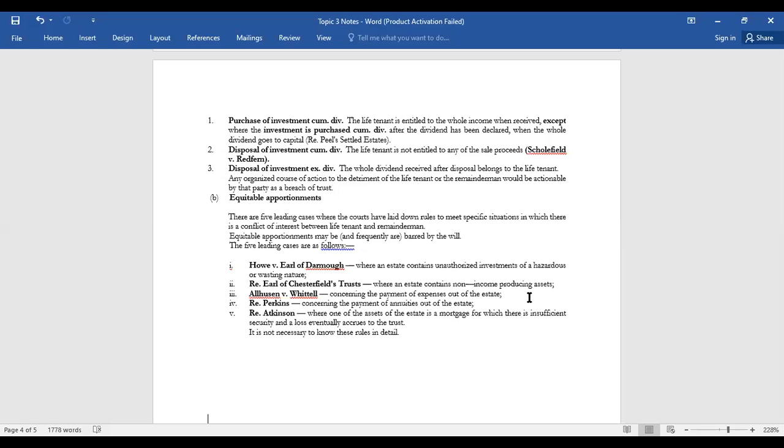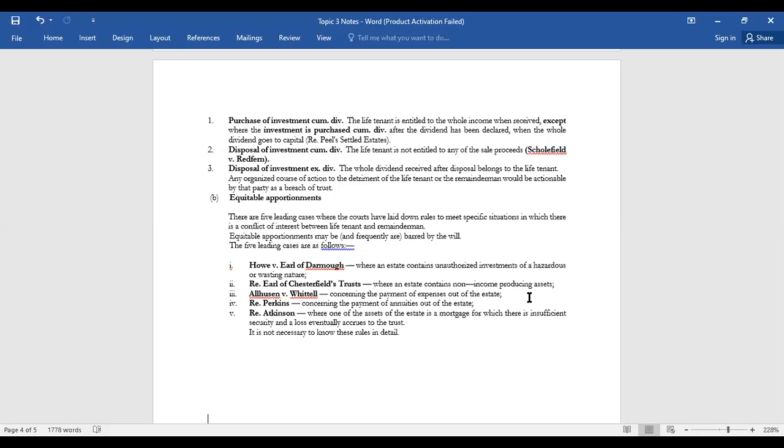There are 5 leading cases where the courts have laid down rules to meet specific situations in which there is a conflict of interest between the life tenant and remainder man. So equitable apportionments may be, and frequently are, barred by the will. So in this case, we'll follow the will. But we have 5 leading cases. We have Hoare versus Earl of Dartmouth, where an estate contained unauthorized investment of a hazardous or wasting nature.